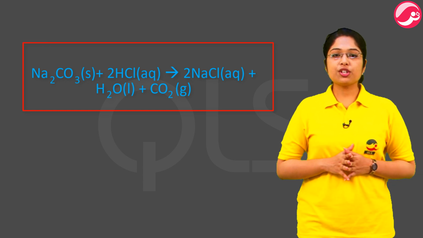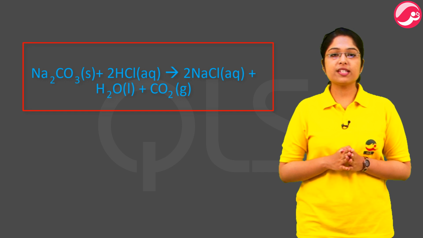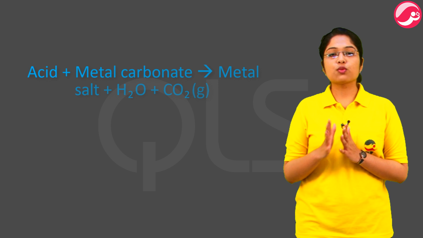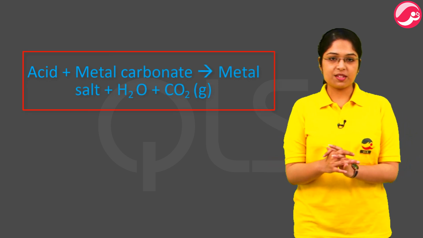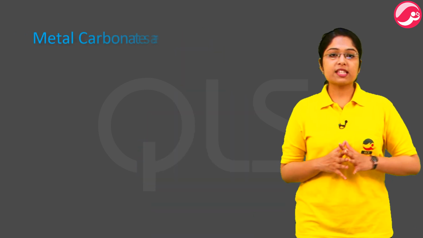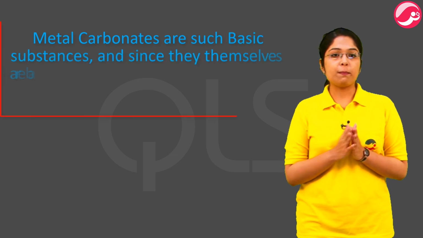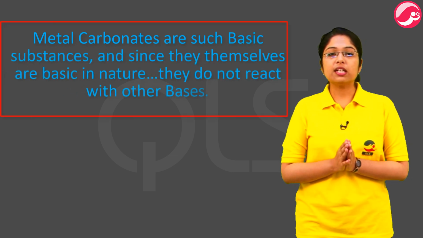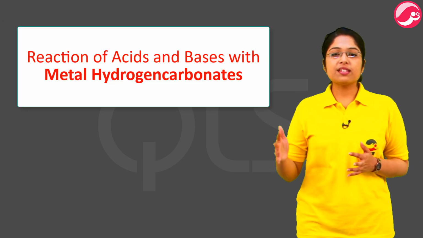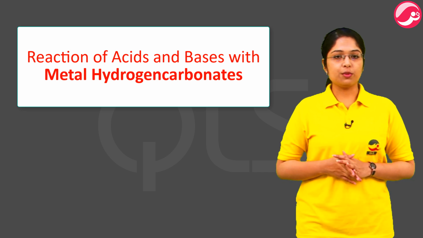So, the generalized equation for reaction of acids with metal carbonates is: acid when reacts with metal carbonate, gives out metal salt plus water and carbon dioxide gas. You might remember from your last class that there are some bases which can't give out OH minus ion. कुछ ऐसे bases होते हैं जो hydroxide ion produce नहीं कर सकते हैं. So metal carbonates are such basic substances and since they themselves are basic in nature, they do not react with other bases. Now, let's see the reaction of acids and bases with metal hydrogen carbonates.